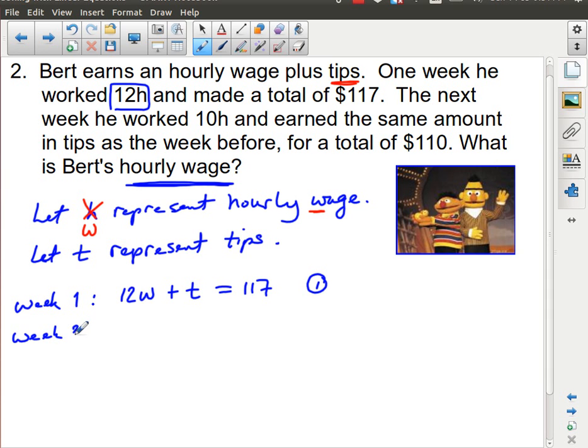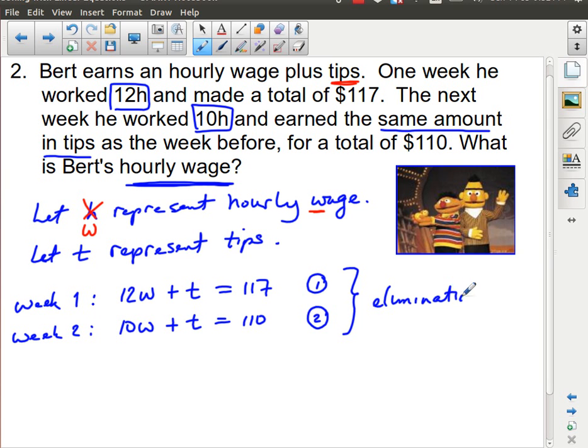In week 2, he worked 10 hours, and so that's going to be 10 multiplied by W, plus, and it says he earned the same amount in tips. So earning the same amount in tips means he once again earned T in tips, and this time it was for a total of $110. That's week 2. And if you remember our other lessons, you can see I've got a 1T and a 1T here. So this system is actually ideally set up to do elimination.